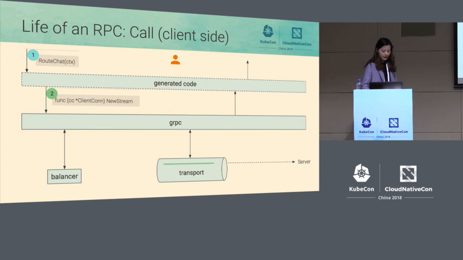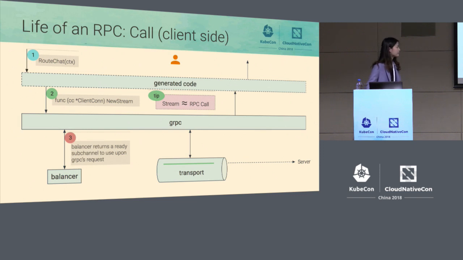for the RPC. And a quick tip here is that in gRPC, no matter whether it is the generated code layer stream, gRPC layer stream, or transport layer stream, they all correspond to an RPC call. So you can simply equate stream with RPC call when you're looking at our code base. So gRPC will try to create a new stream for the RPC. What it does is it will consult the balancer on which subchannel it needs to use to create the stream, to basically transmit the RPC over.